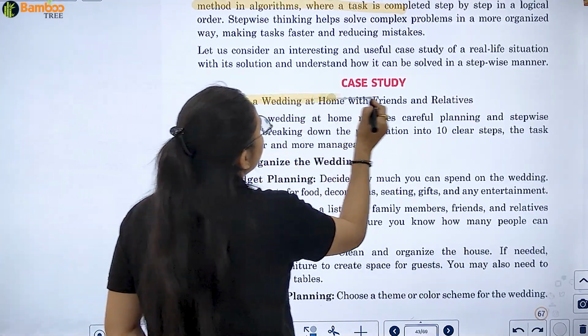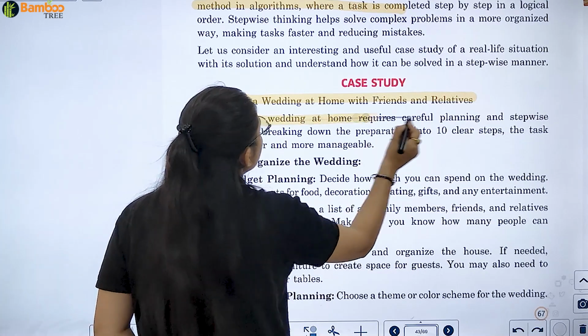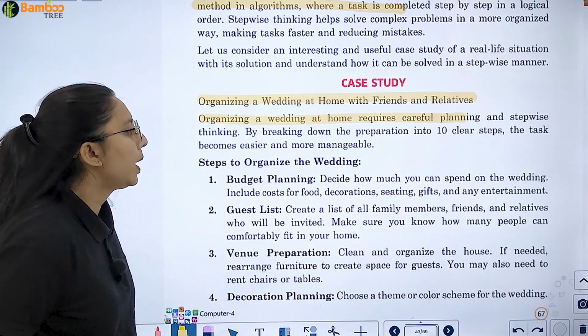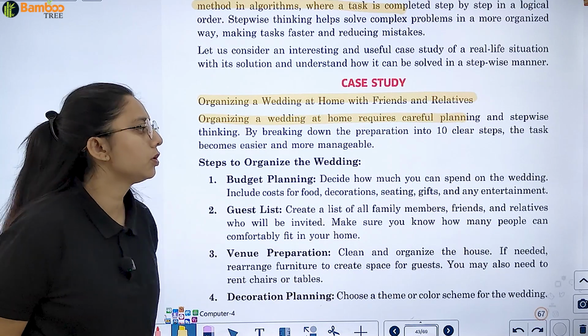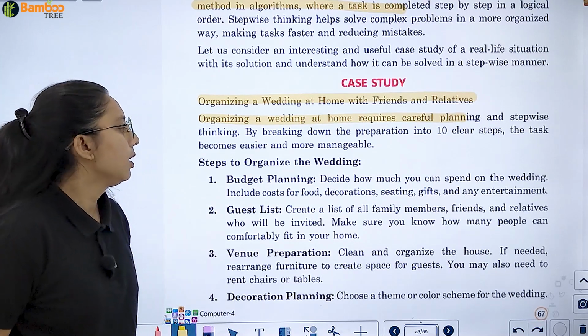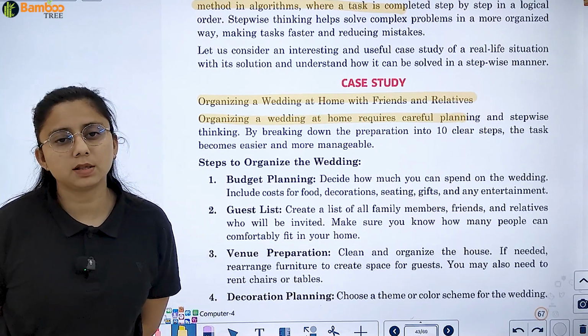Here, organizing a wedding at home with our friends and relatives. Organizing a wedding at home requires careful planning and stepwise thinking, by breaking down the preparations into 10 clear steps. First of all, we will set up.